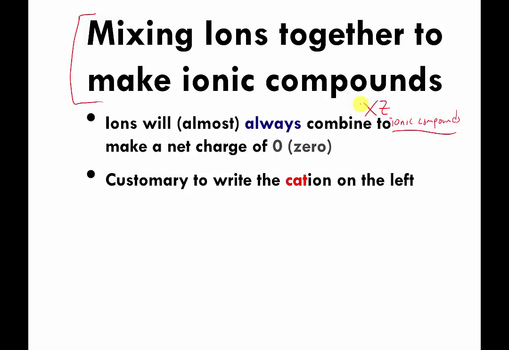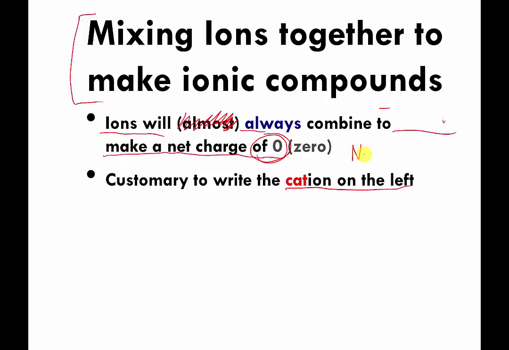Here's the rule. Ions, as far as we're concerned, always combine to make a net electrical charge of zero. In other words, they will attach to each other in numbers that will cancel each other's electrical charge out. And when you write the formula of an ionic compound where the electrical charges are canceled out, it's customary to write the one with the positive charge on the left side.